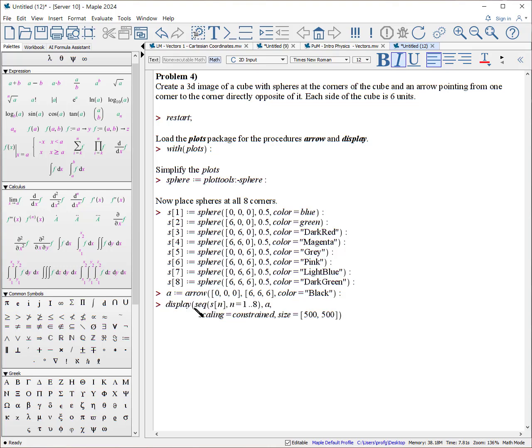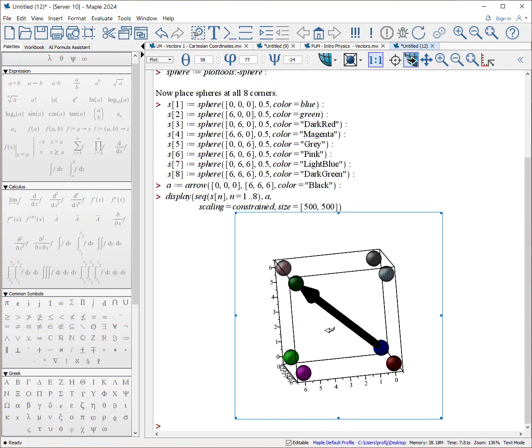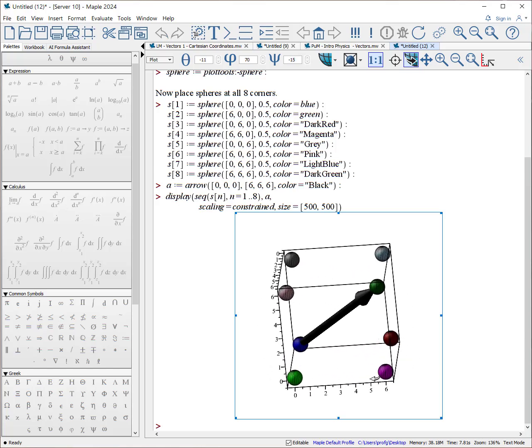We display all the spheres. It's a sequence of from sphere 1 to 8. We also include arrow A. We make sure the scaling is constrained, and that's what our image looks like, and you can rotate it around to see how it appears.